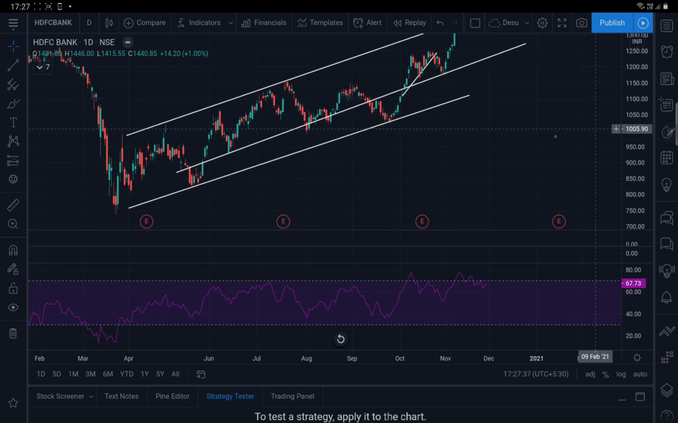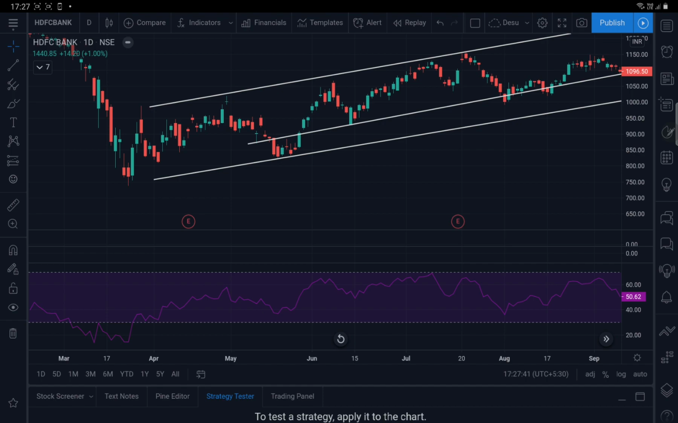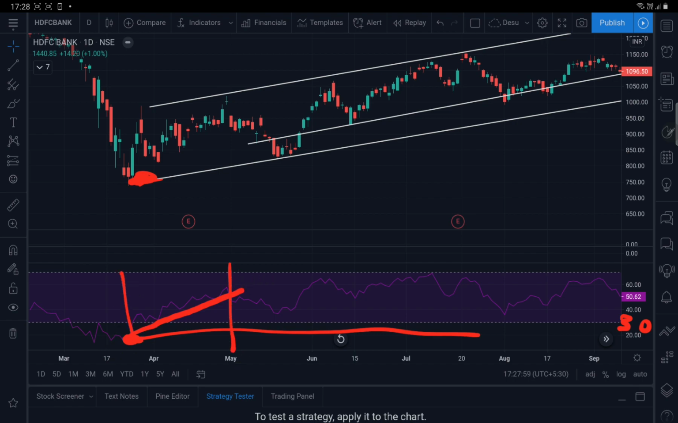Now, how do you do that? Let me just zoom in and make you understand. First of all, you need to see that the price is near the support line or the trend line over here, and also the RSI was in the oversold zone, which is below 30 levels. So you need to buy at the support price, and there was also a trend line support for the RSI in this way, between this area and this area.